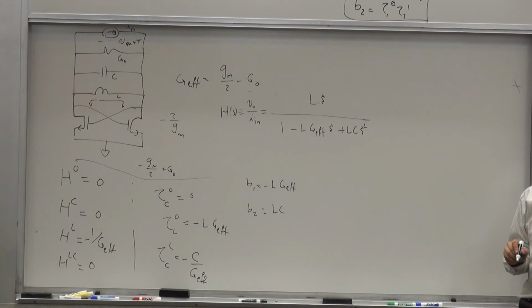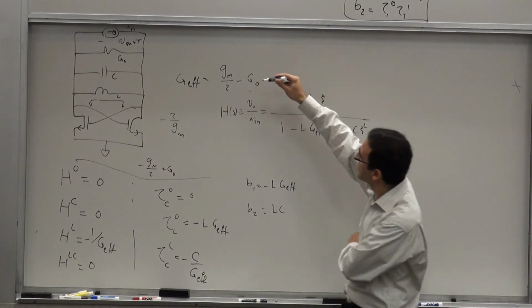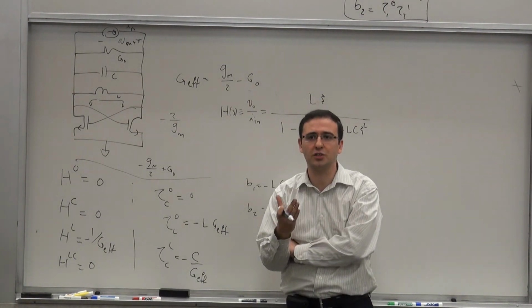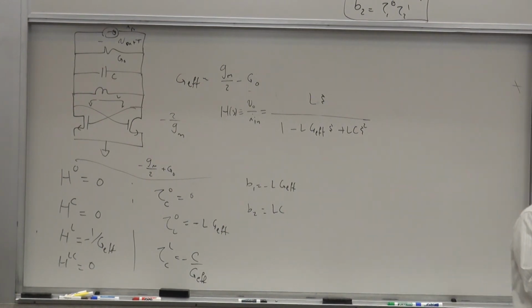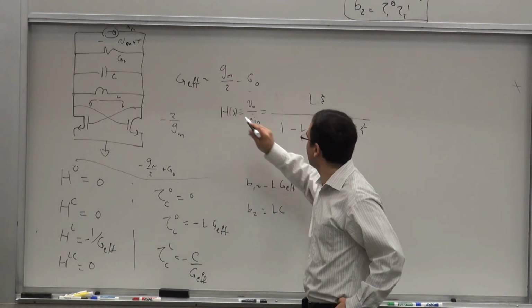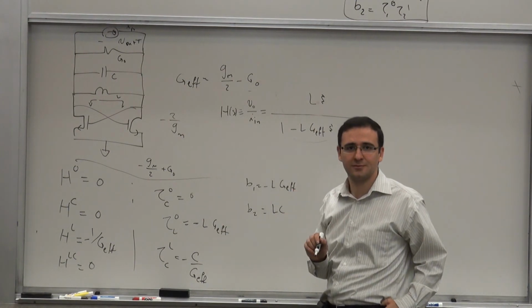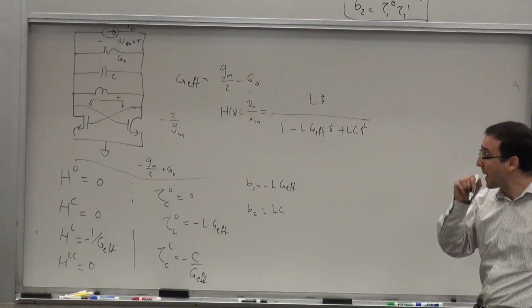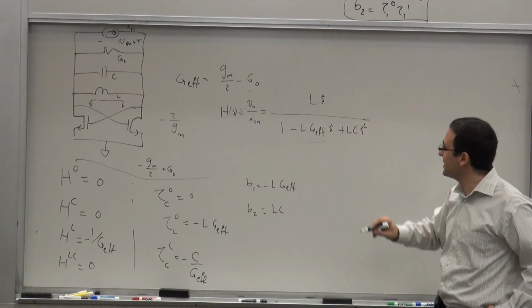Right? Okay, so what do I have? G effective: if GM over 2 is greater than G0, if I have a large enough GM, then G effective becomes positive. So let's assume that I have a large enough GM, because if I don't, basically my transistor is not doing anything useful. It's like not having it. So if I have a transistor that's doing something useful, then G effective is positive, this becomes negative. And then this is basically what you have.